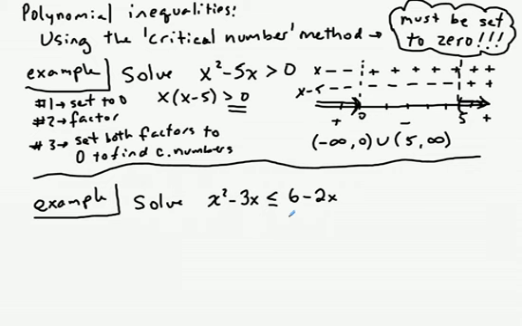So we're going to move here by adding 2x and subtracting 6 from both sides. Well, x squared doesn't change, it has no like terms, but negative 3x, we add 2x, we get negative 1x. And positive 6 on the left-hand side would be subtracted to be minus 6. And so we get the quantity x squared minus x minus 6 is less than or equal to 0.